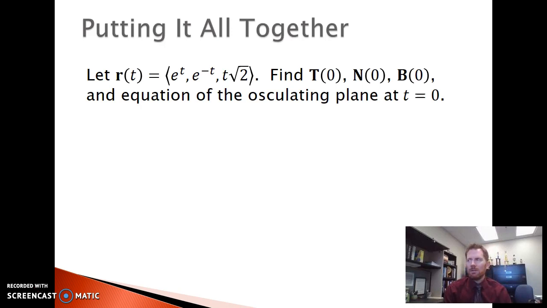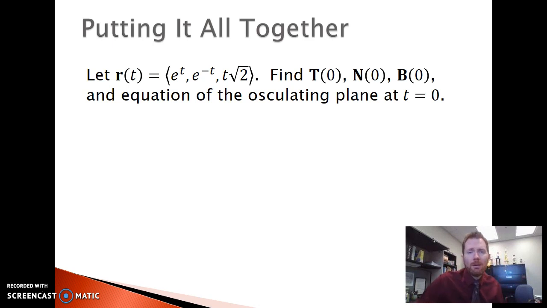So if you wanted to know the point on the plane, you could find that by plugging the value of 0 in for t, and you'd have e^0, e^(-0), and 0 times the square root of 2, which would produce the position vector (1, 1, 0), which would start at the origin and point to the curve. Its terminal point would lie on the curve at the point (1, 1, 0). So that is where we're going to find all of these new components.